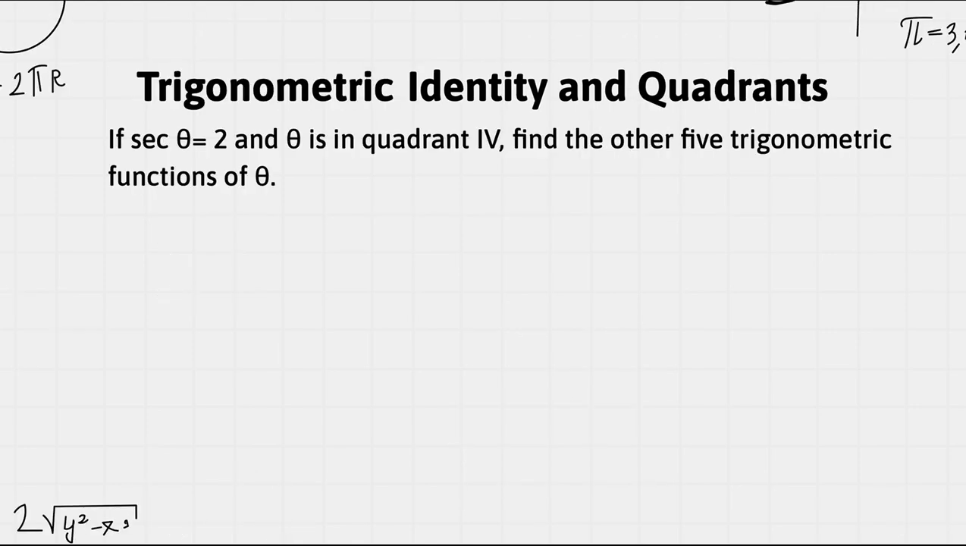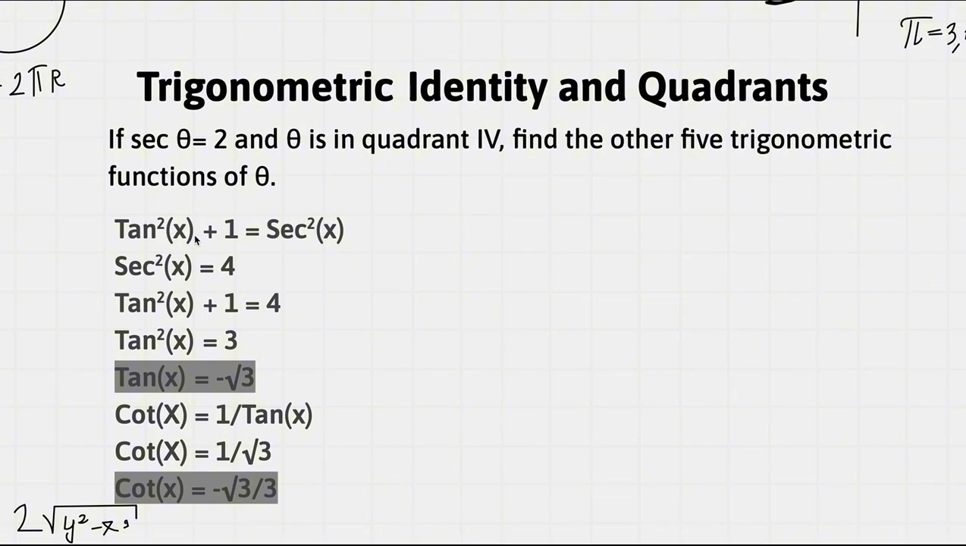So for our last question, it's a pretty large question. We have if secant equals 2 and theta is in quadrant 4, what are the other 5 trigonometric functions of theta? Because we have secant equals 2, we can start with our tangent squared plus 1 equals secant squared, which is the same one as last time. If we square secant, we get 4, so we have tan squared plus 1 equals 4.